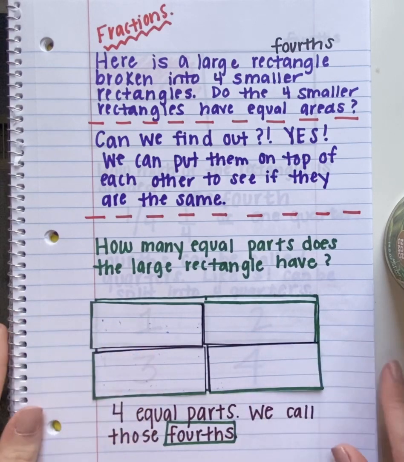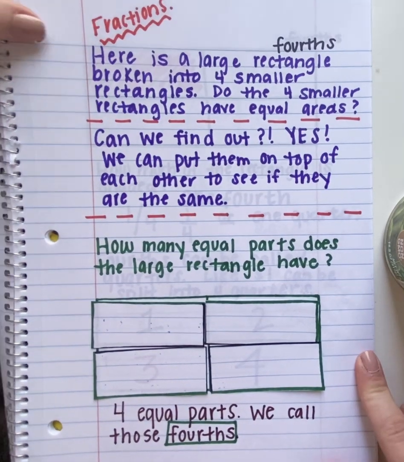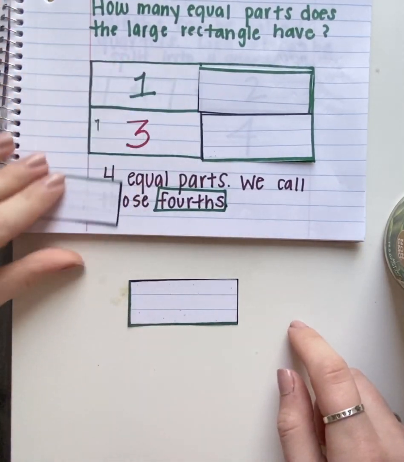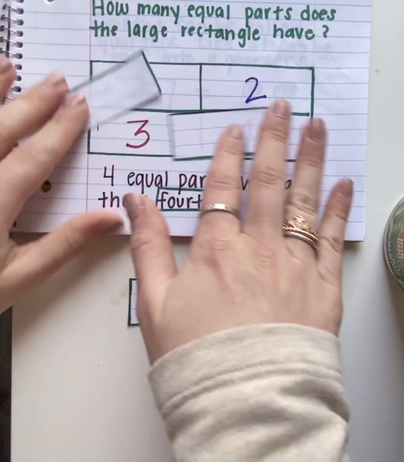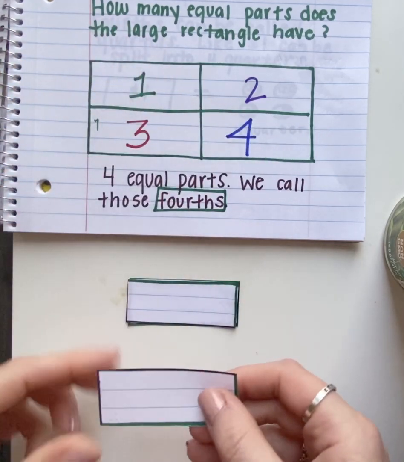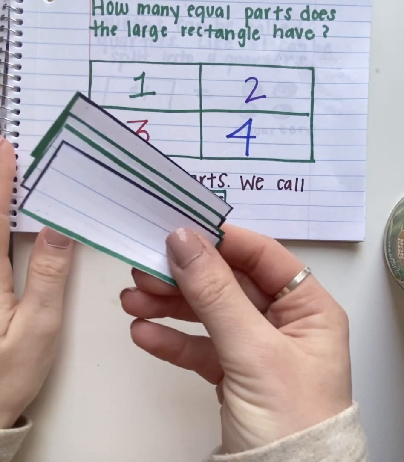Here is a large rectangle. I have broken this into 4 smaller rectangles. Do these 4 smaller rectangles have equal areas? Well, they look like they have equal areas, but we can find out for sure by putting them on top of each other to see if they're the same. So I'm going to move this up. Take this piece here. Those look to be the same. Each piece fits perfectly on top of the other piece. So those are the 4 pieces.